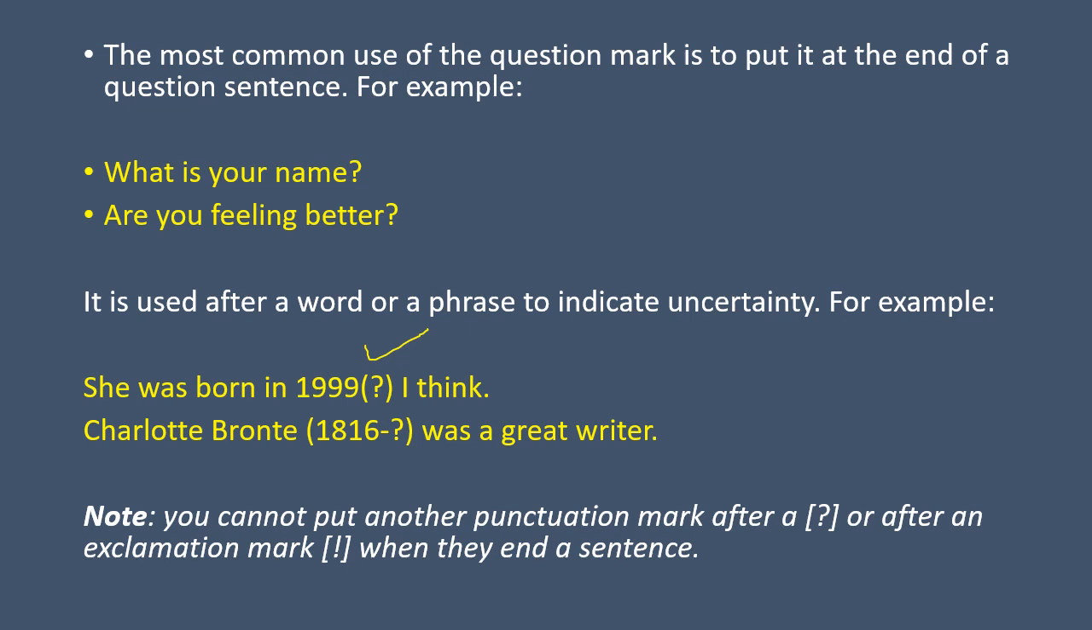For example, Charlotte Bronte, 1816 dash or hyphen, and then a question mark, was a great writer. Now that's extra information, but in this extra information, we know the date of birth of Charlotte Bronte, but the question mark shows that the writer who has written this sentence does not know the date of death of Charlotte Bronte. So that's why there's a question mark, or probably there is no availability of the date of death, or the writer could not find it, or the source that the writer used was lacking it. That's why the question mark has been used. So it is used for two purposes, either to make a sentence a question or to represent uncertainty.